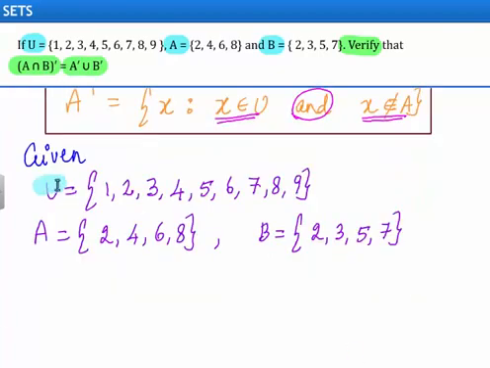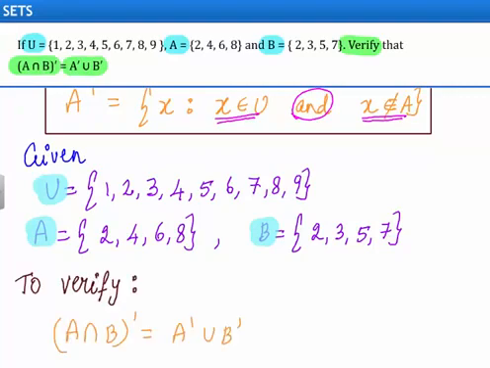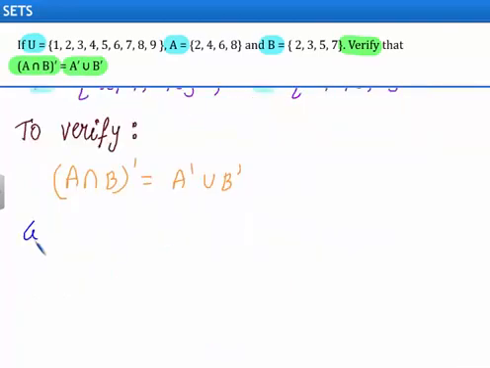We are given the universal set and sets A and B. Universal set consists of the elements that are first 9 natural numbers, and set A consists of first 4 even natural numbers. Set B is equal to 2, 3, 5, 7. We need to verify that complement of A intersection B is equal to A complement union B complement. Let us first consider complement of A intersection B.